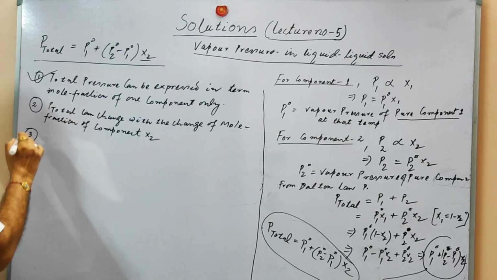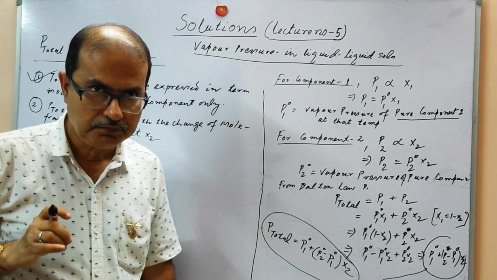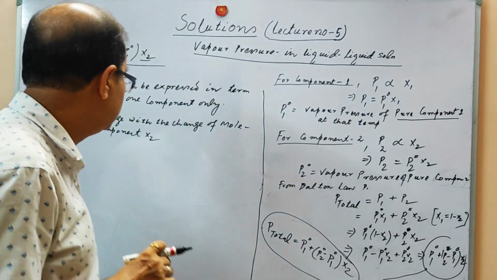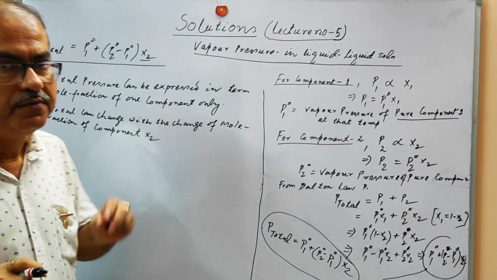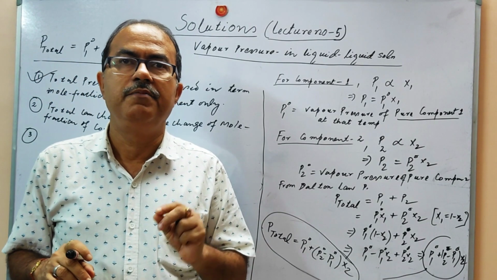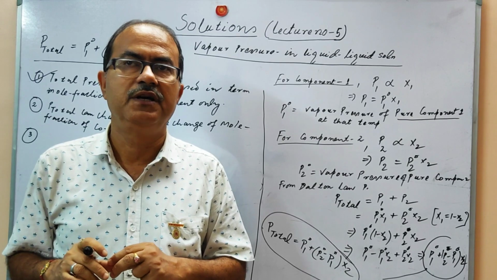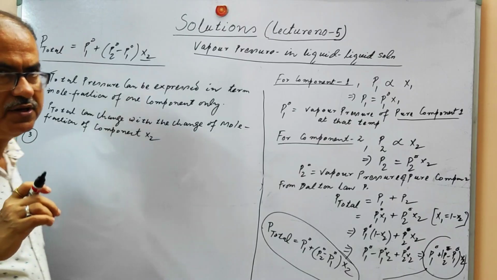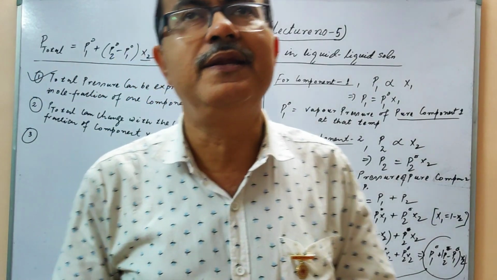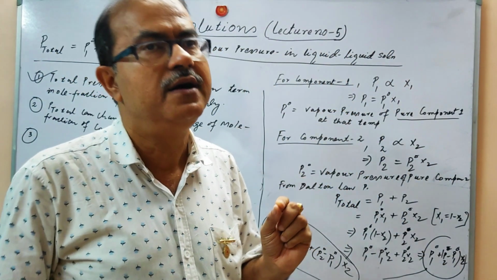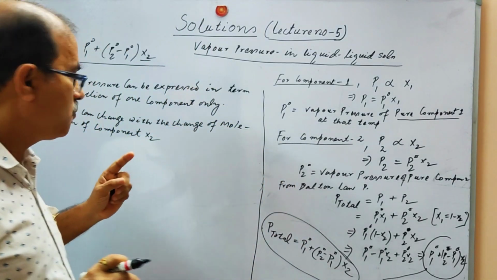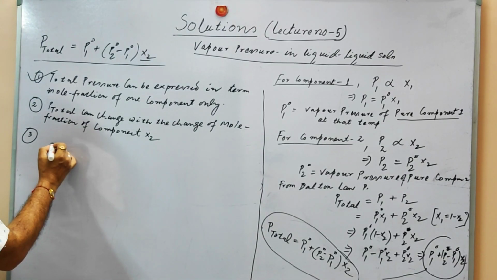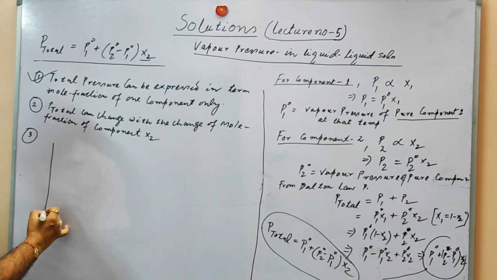Third point, which components have the highest vapor pressure. The total pressure of the vapor above the solution will depend on the pure components, the vapor pressure of the pure components. That we can easily understand from this curve also.